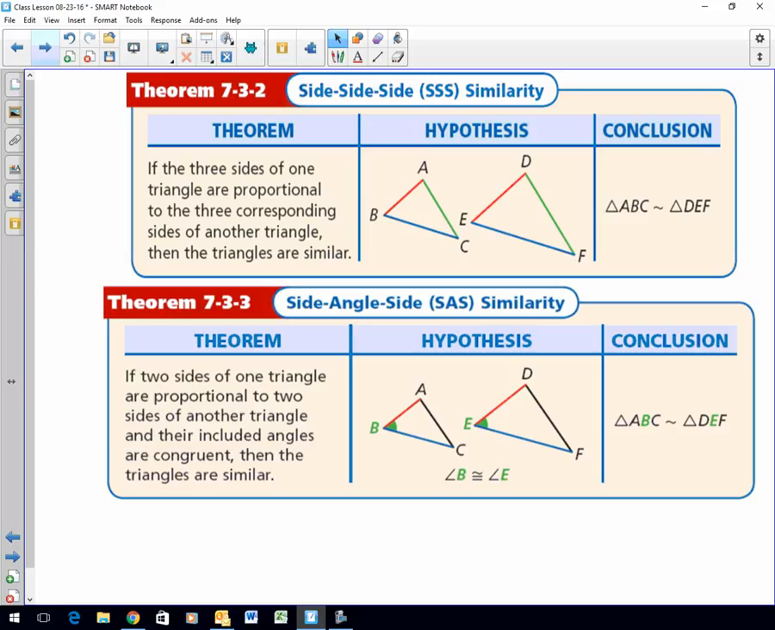Here's another. Actually, here's two for the price of one. First, you have the side-side-side similarity theorem, and then you have the side-angle-side similarity theorem. You need to write down side-side-side similarity, then write down the theorem, side-angle-side similarity, and write down the theorem.